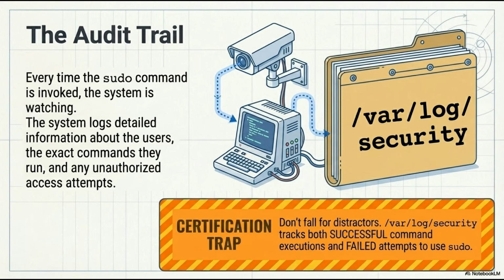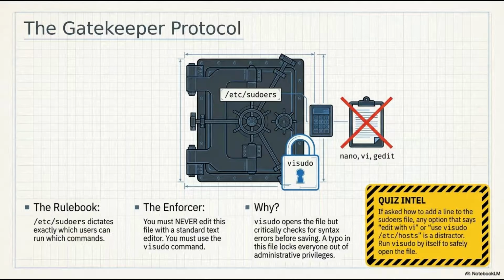Okay, so the bouncer has a list and logs everything. Let's talk about the list itself. Moving to slide 11, titled The Gatekeeper Protocol. The infamous sudoers file. Yeah, we see another heavy Valdor on the slide guarding the /etc/sudoers file. Now, my instinct as an admin is to just open that configuration file with a standard text editor. I use nano, vi, or gedit for everything else in /etc. Why is this specific file treated like a nuclear launch code?